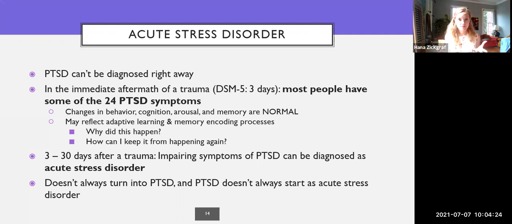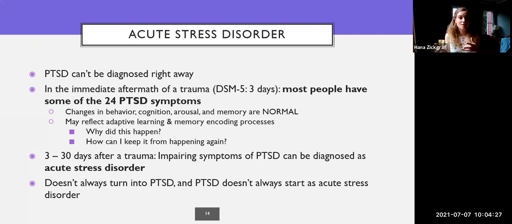Basically, this is an organism, in the case of humans, the conscious mind asking, why did this happen to me? And what can I do to make sure it doesn't happen again? It's important for us to learn from incidents in our lives that threaten our survival so that we can hopefully avoid them in the future.